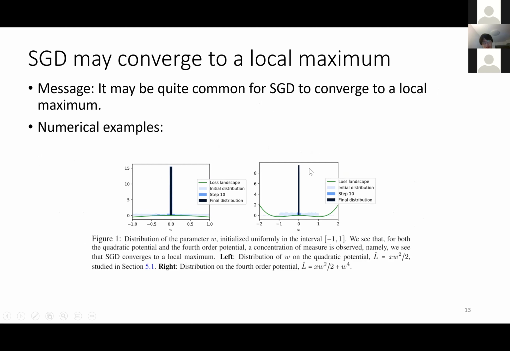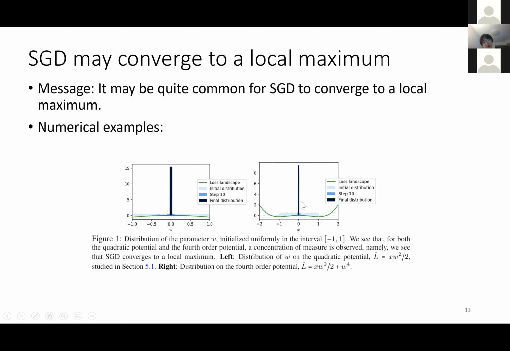And here are the numerical examples. We plot the histogram of the model parameter distribution over many runs. Here, the highest blue is the initialization, and the slightly darker blue is the distribution of the model parameter at step 10. And this spike is the asymptotic distribution of the model parameters. So we see that even though the underlying landscape is a local maximum, SGD actually converges to this maximum.